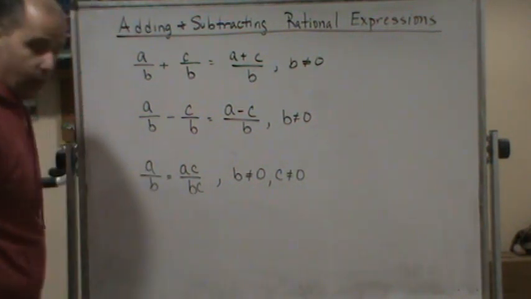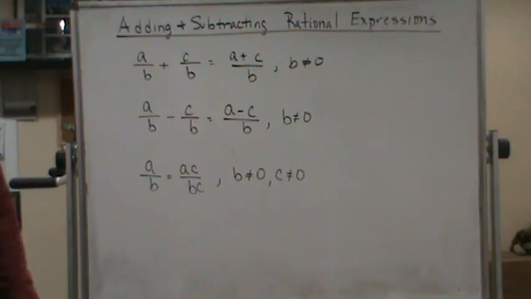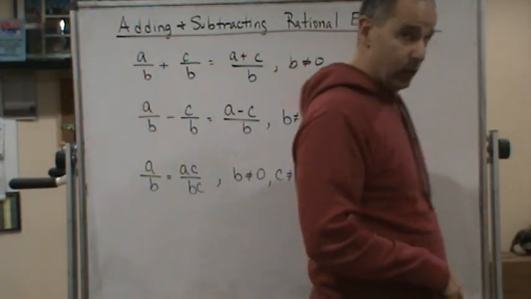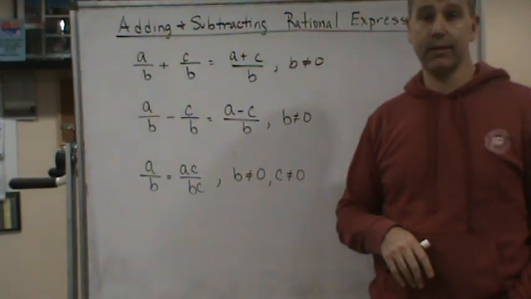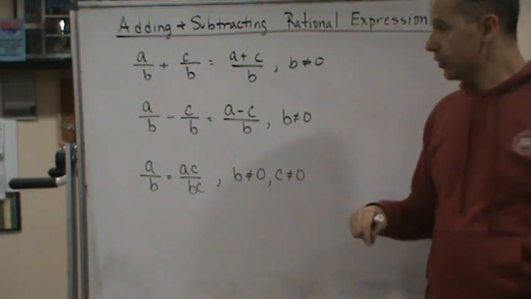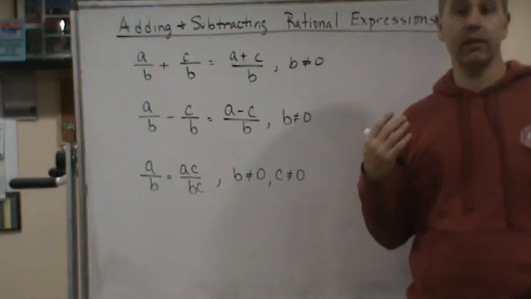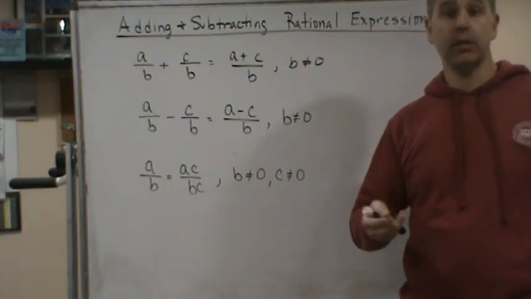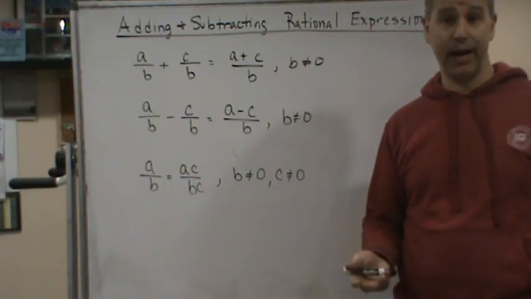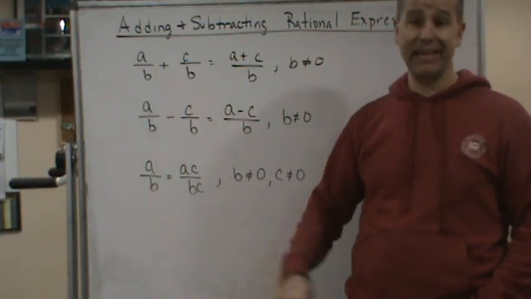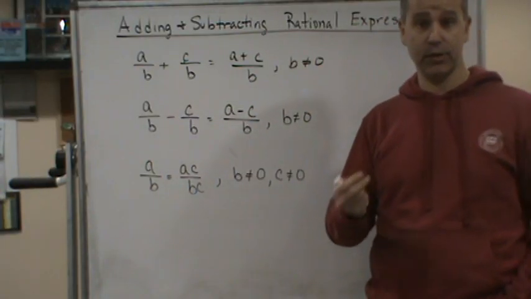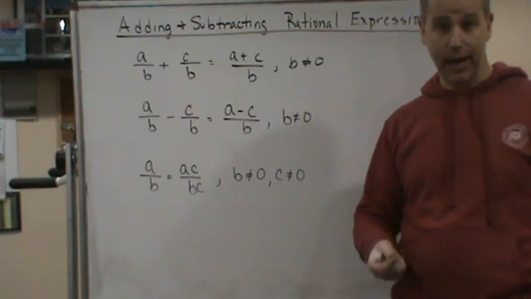All right, welcome back. Now what we're going to do is talk about adding and subtracting rational expressions. So here are the basic properties from numbers, right? Whenever we add or subtract fractions, they must be of the same kind of fraction. What's the kind of fraction we're talking about? That's determined by the denominator, right? The denominator tells you what kind of fraction it is.